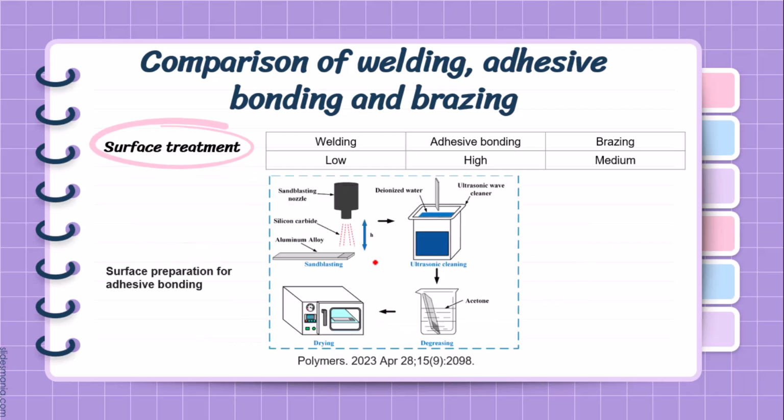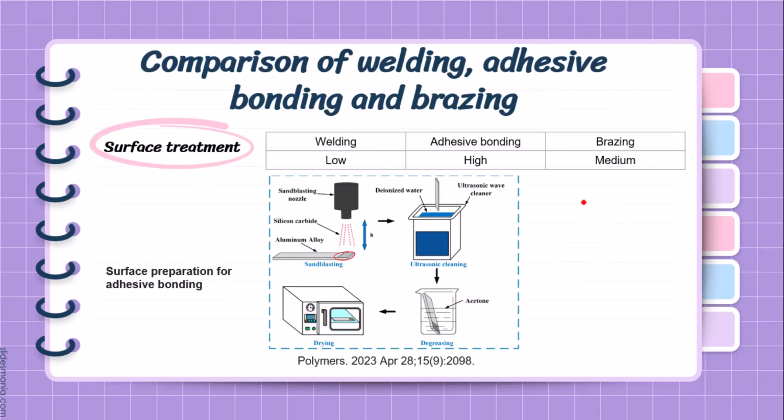Regarding the surface treatment, the surface preparation that we need for welding is much lower than the other processes. For adhesive bonding, the surface treatment needs much more care in comparison to welding and brazing. For example, you can see the surface preparation for adhesive bonding. Here we have an aluminum alloy, and we did some sandblasting on the surface that we want to join by adhesive bonding. And after that we have the ultrasonic cleaning and also degreasing with acetone, which is costly and needs a lot of time.